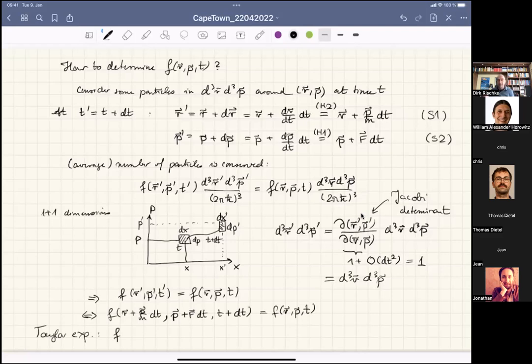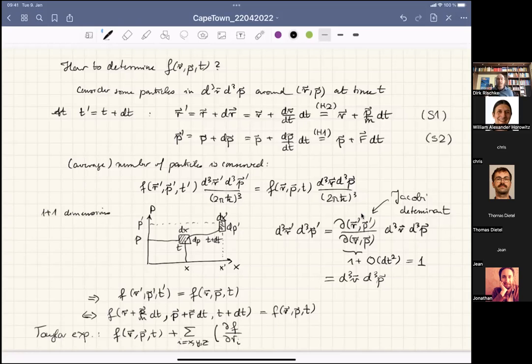So if I expand around R, P, and T, then the expansion point gives me f of R, P, and T. And then I get the first non-trivial term in the Taylor expansion. And I have to do this in all variables. No? So let me sum over the components x, y, and z of coordinates and momenta. And then I have to take the first partial derivative of f with respect to the ith coordinate.